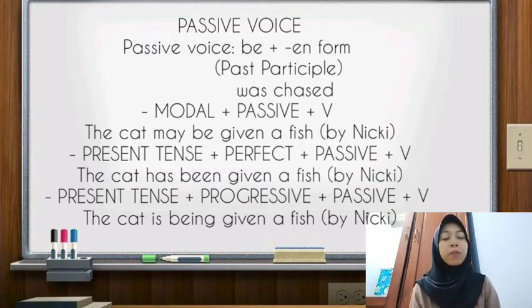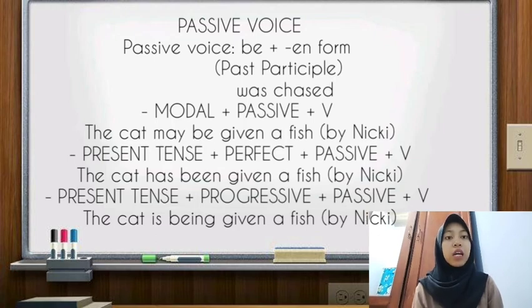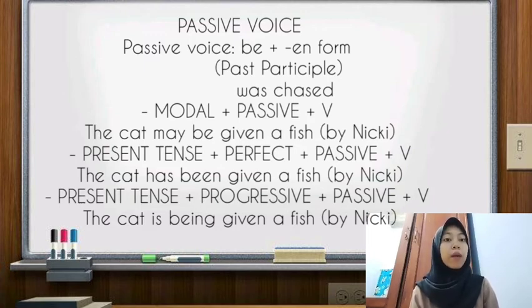For example, the cat may be given a fish by Nikki. Present tense plus perfect plus passive plus verb. For example, the cat has been given a fish by Nikki. Present tense plus progressive plus passive plus verb. For example, the cat is being given a fish by Nikki.